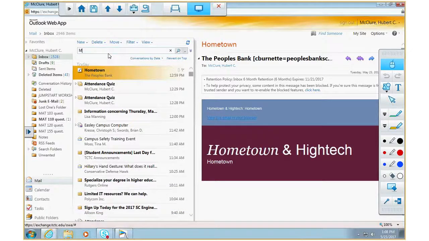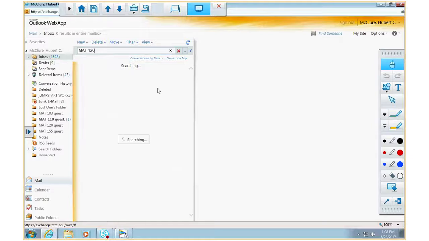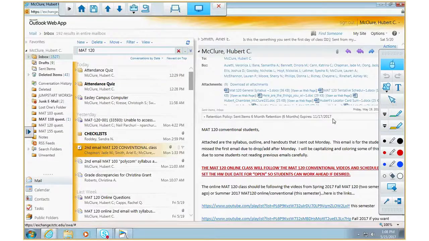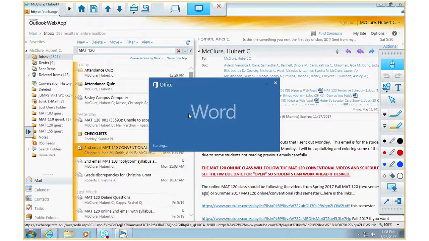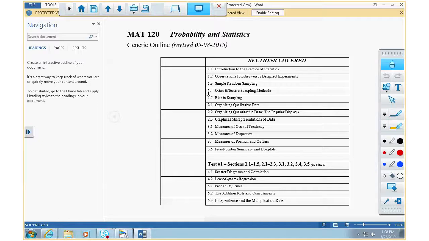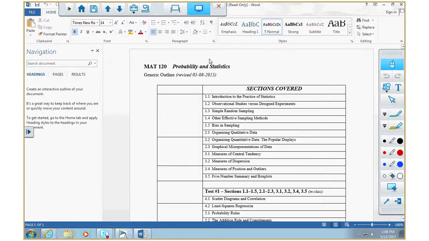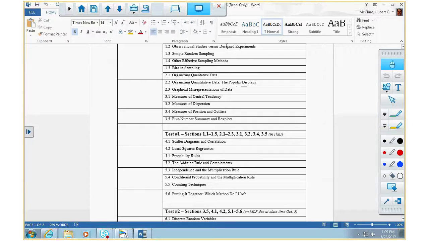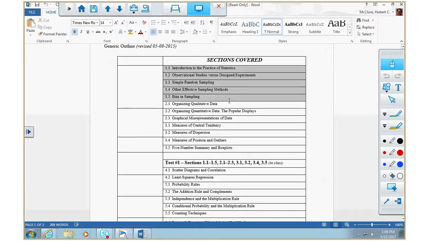Math 120. I'm pulling this up because I have to show y'all how to use this several times because some people just don't get it. Tentative schedule. I'm also doing it for the 120 online class too, so that's why I'm going over some things a little bit more than usual. We have covered all of this material. Golly, that says test number 1, and we only have 5 sections to cover.